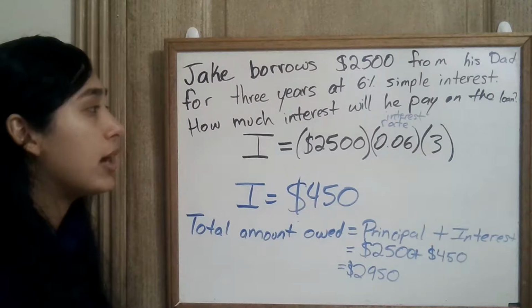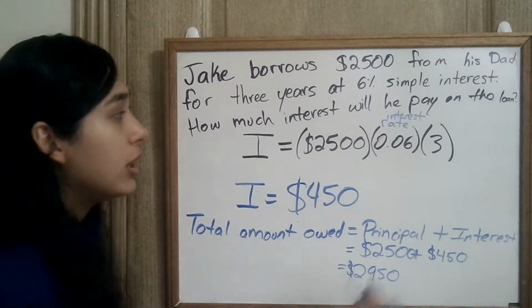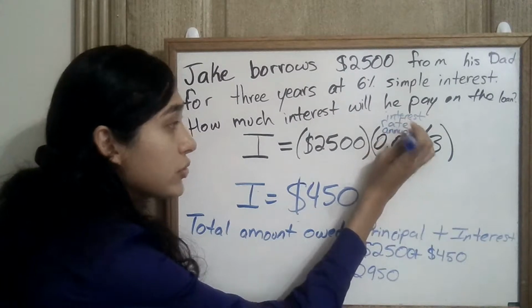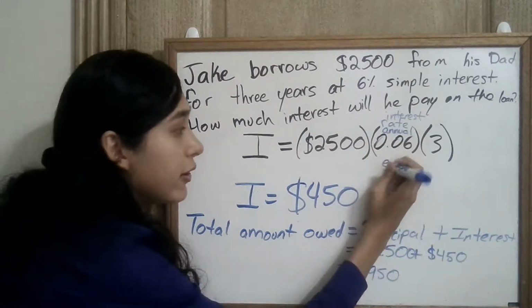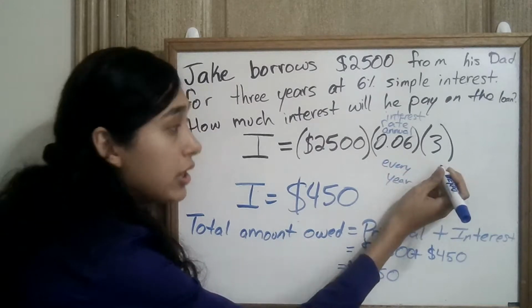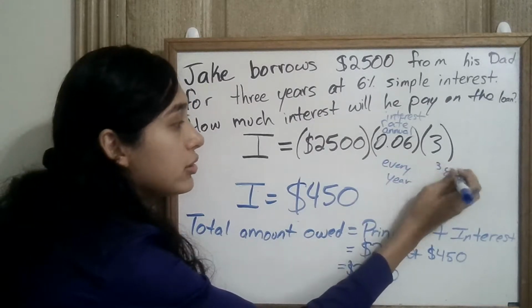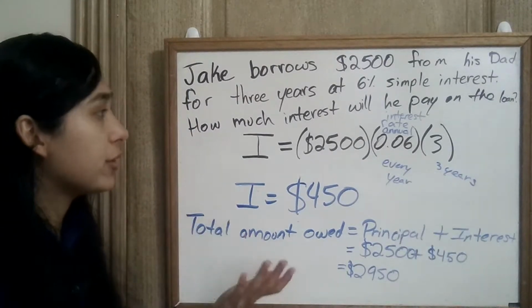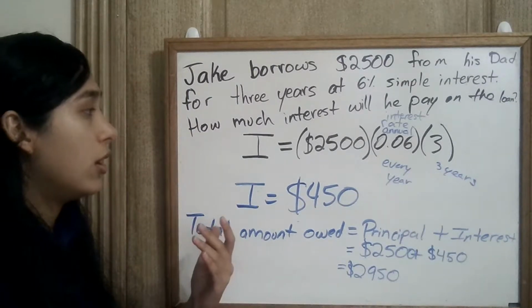Something else I want to point out is the interest rate here. I forgot to mention it is an annual interest rate. That's talking about every year. Here we're talking about 3 years. So for every year, we're going to give an interest rate of 6%.